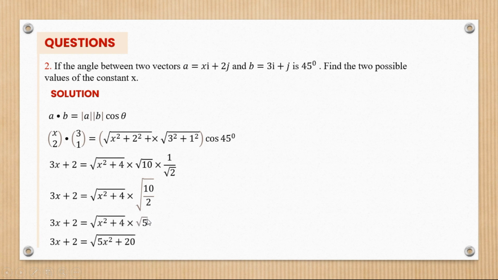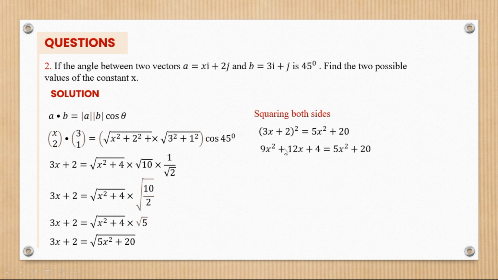Now I can multiply these two together and I'll have root of 5x squared plus 20 inside a root. Squaring both sides to eliminate that root, I'll have 3x plus 2, bracket squared, being equal to 5x squared plus 20. Now square these and expand.